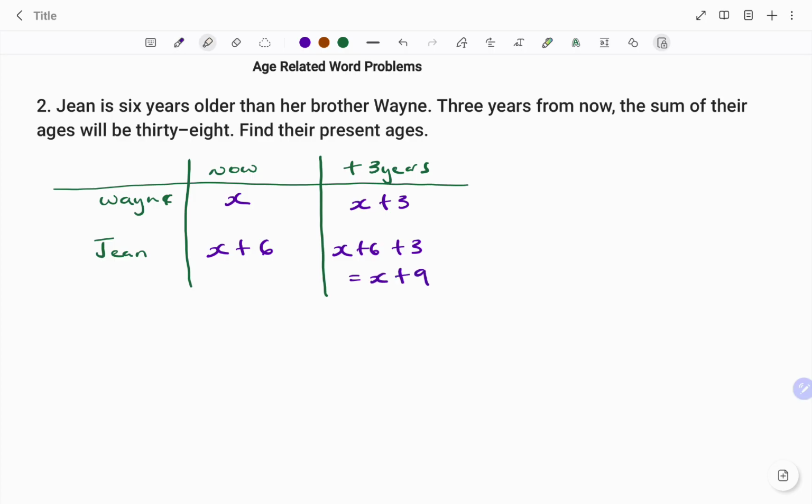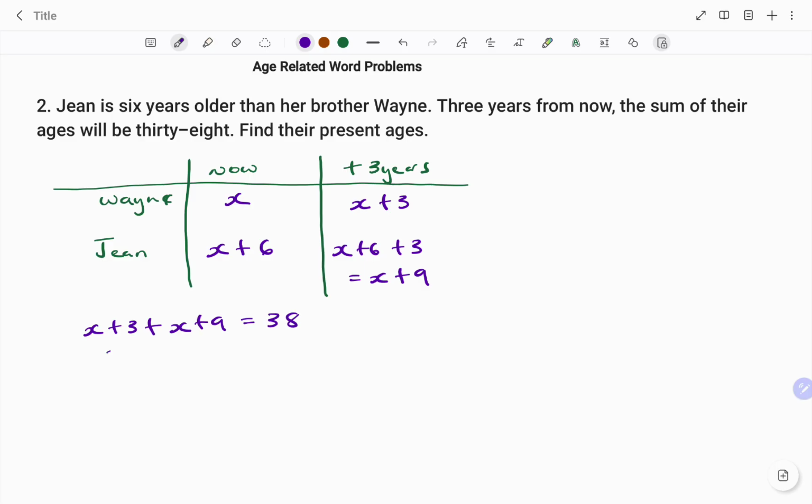Now, the statement following that says 3 years from now, which is the ages I have, that's X plus 3 and X plus 9, the sum of their ages would be 38. So what I'm going to do is their ages in 3 years, that's X plus 3 plus Jean's age, that's X plus 9. We've been told to be 38, so that's equal to 38.